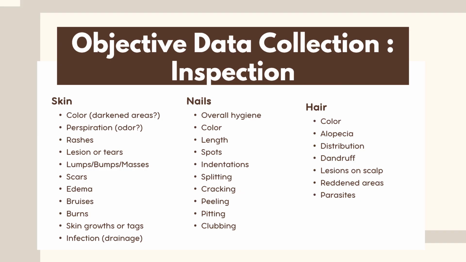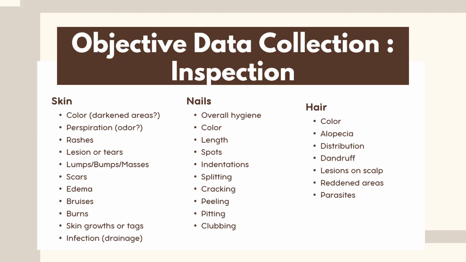Is there dandruff? Dandruff is also called seborrheic dermatitis. So, is there flaking or scaling on the skin that could just be associated with dryness, any fungal infection, some skin conditions? Are there lesions on the scalp, reddened areas, and then also looking for parasites, so lice, nits, or other parasites that are present, and they may have itching or signs of a secondary infection with that.